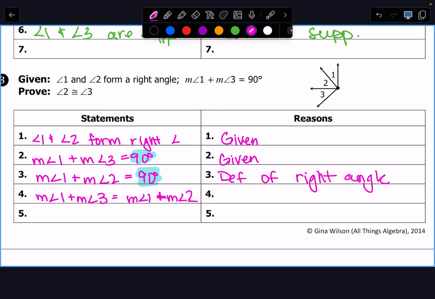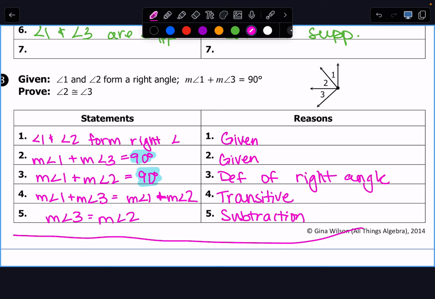Oh, nothing. We need a symmetric property because angle 2 is on this side. Then you subtract angle 1. First, we need to do subtraction. Measure of angle 3 equals measure of angle 2, because we did the given in 2. Yeah, sorry, guys. No, we just do that.